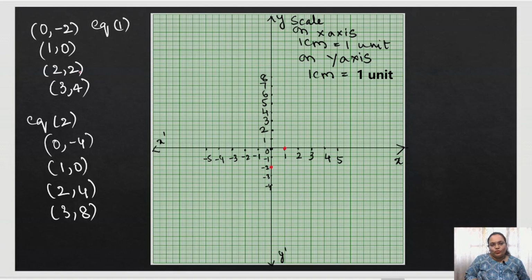The next one is 2 and 2. 2 on the x-axis and 2 on the y-axis, which is here. The next one is 3 and 4. 3 on the x-axis, 4 on the y-axis, which is here. Okay. Now let us join the points.